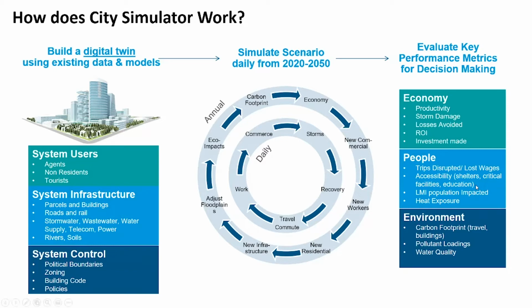For people, we're looking at how many days do people spend displaced from their home because it's being repaired? How many times can they not get to work because of hurricanes occurring and so on, and flooding streets? We'll look at low to middle income populations, heat exposure, those types of metrics. And for environment, we look at carbon footprint, pollutant loadings, water quality, and so on.